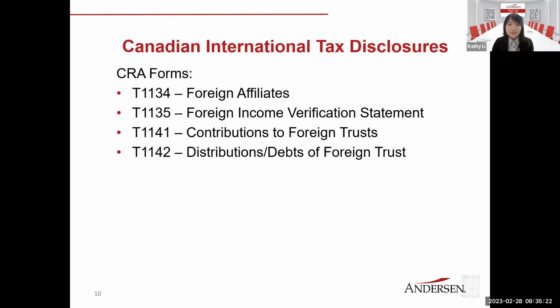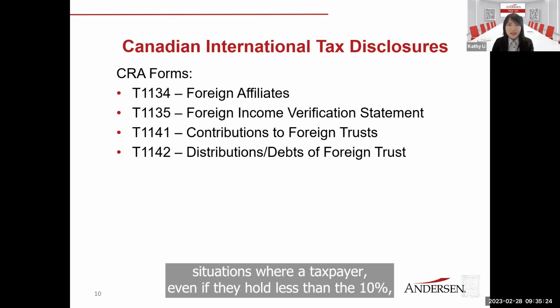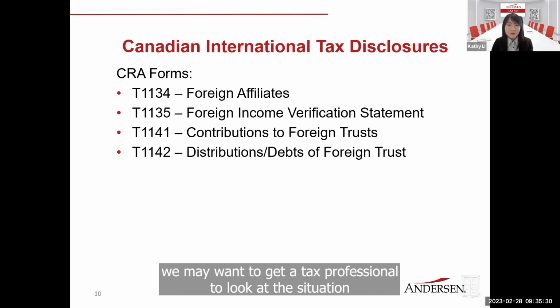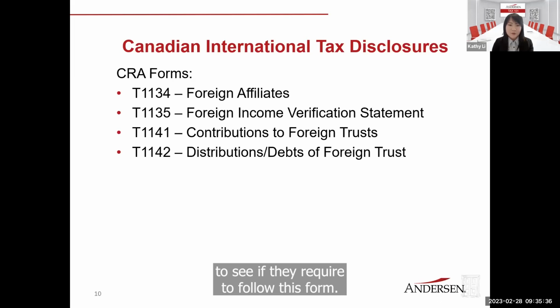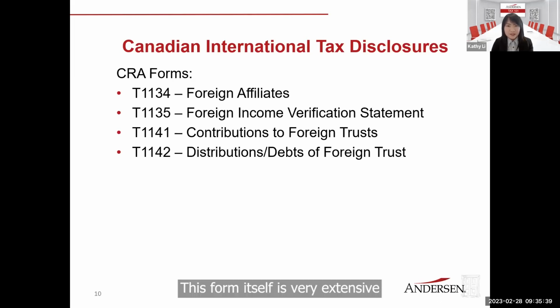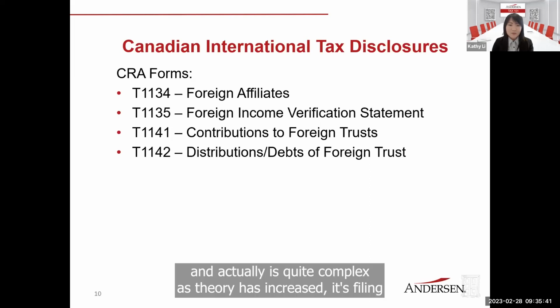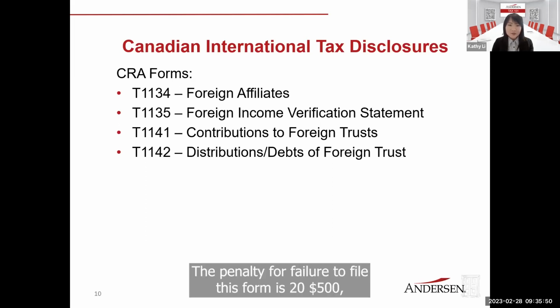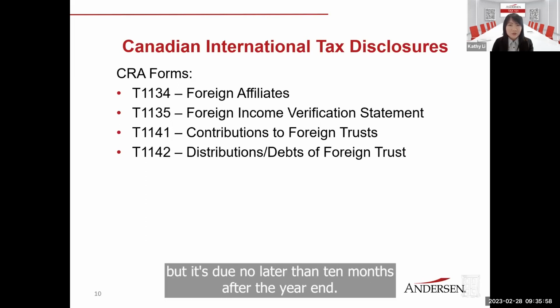Actually, though, there are other situations where a taxpayer, even if they hold less than 10%, we may want to get a tax professional to look at the situation to see if they are required to file this form. This form itself is very extensive, and actually quite complex, as CRA has increased its filing reporting requirements over the last couple of years. The penalty for failure to file this form is $2,500, and this form is due not with the tax return, but no later than 10 months after the year end.